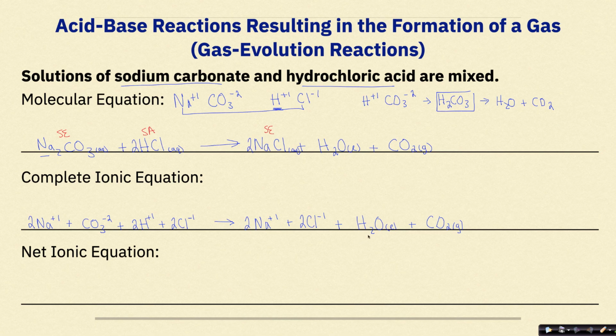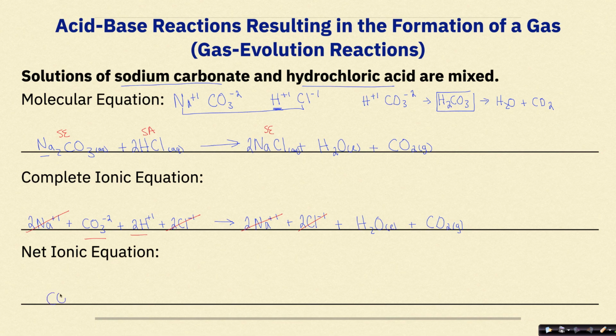we don't need those. And I'm only seeing one. 2Na plus 1, 2Na plus 1. Oh, I saw another one. 2Cl minus 1, 2Cl minus 1. So CO3 minus 2. Nope, that's not over there. 2H plus 1. Nope, that's not over there. Hey, we just canceled out our spectator ions. So now I'm just going to rewrite this.